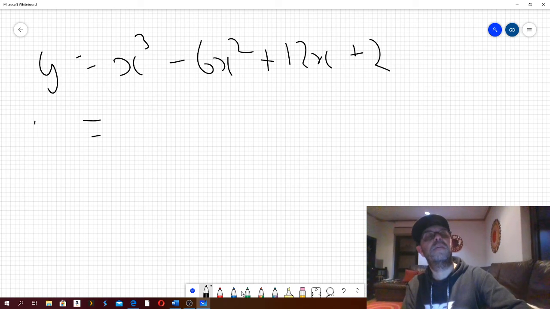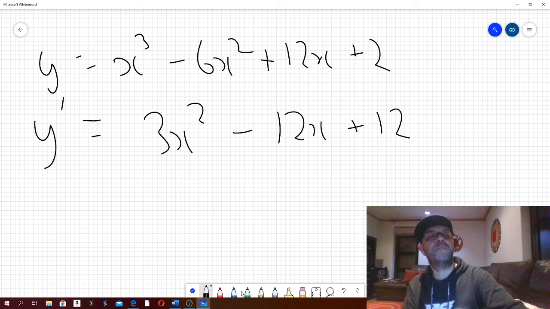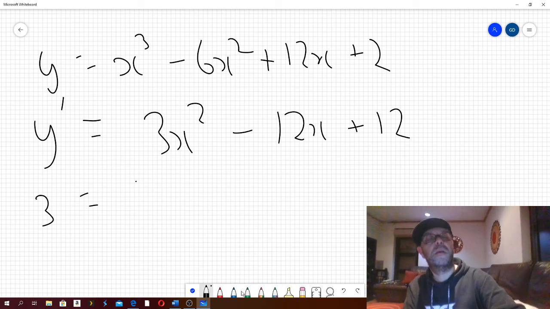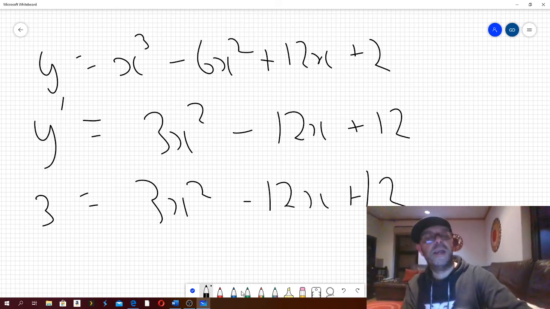Alright, so let's write our derivative, which is 3x squared minus 12x plus 12. And we know that this must be equal to 3. Okay, so let's make that equal to 3. I'm actually going to factorize the 3 out in a moment, but let's just put the 3 here. 3x squared minus 12x plus 12.